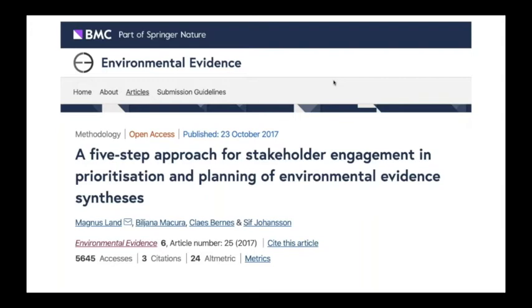And then this paper by Magnus Land and his colleagues in Sweden talks about a 5-step approach for engaging with stakeholders in order to do the first stages of systematic reviews, where you're prioritizing and planning topics. And this is something that the Mistra EVIDENCE group in Sweden have spent a lot of time on. So if you're thinking about how to build the scope of your review and to prioritize different topic areas, if you've got lots of possible questions that you might want to tackle, then this paper is really useful in having some suggested methods for dealing with that in a systematic way.